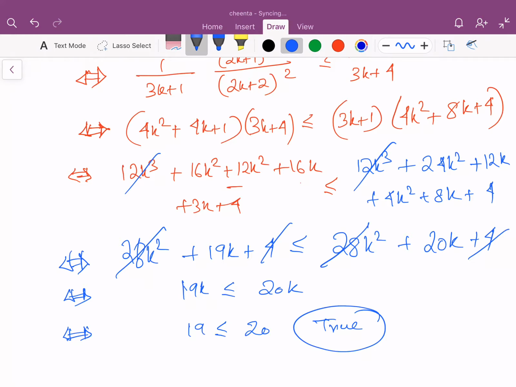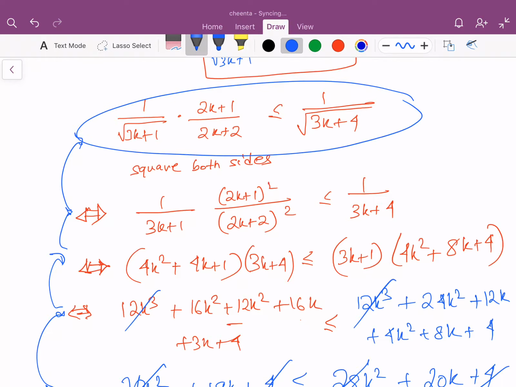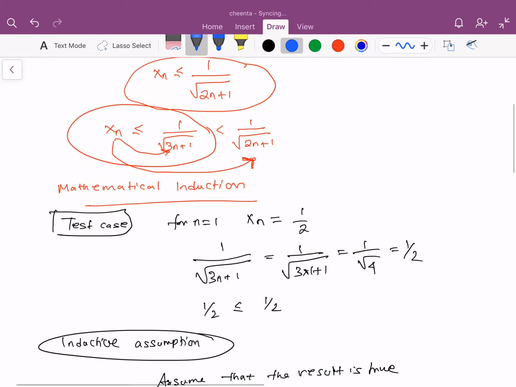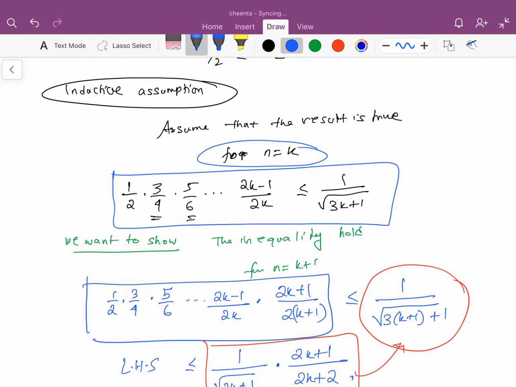So see, since each of these steps were if and only if, we could go back and we can reach this first step, and this is our target step, right? So with using induction, we are done. So reviewing the entire process, you will see that the test case was for n equals to 1. Then we assumed the result to be true for n equals to k. Then we showed it to be true for n equals to k plus 1.